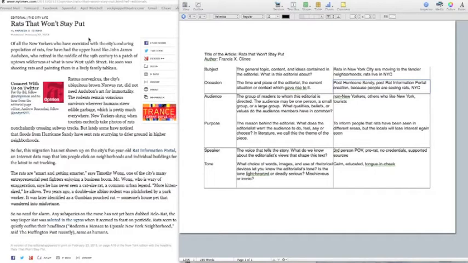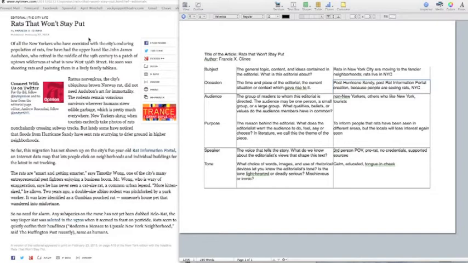The rodent remains voracious survivors wherever humans strew edible garbage, which is pretty much everywhere. New Yorkers shrug when tourists excitedly take photos of rats nonchalantly crossing subway tracks. But lately, some have noticed that floods from Hurricane Sandy have sent the rats scurrying to drier ground in higher neighborhoods. So far, this migration has not shown up on the city's 5-year rat information portal, an internet data map that lets people click on neighborhoods and individual buildings for the latest in rat tracking.